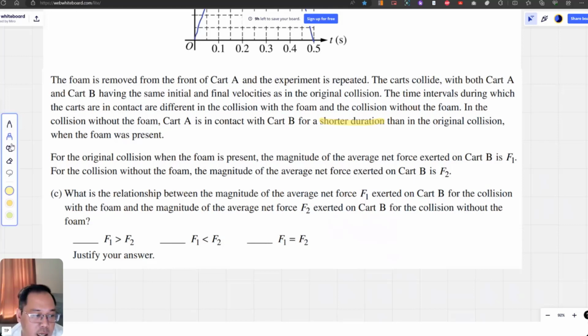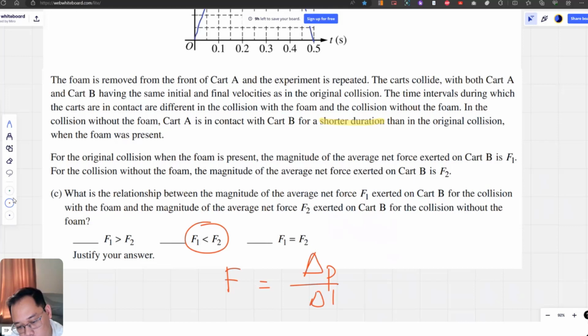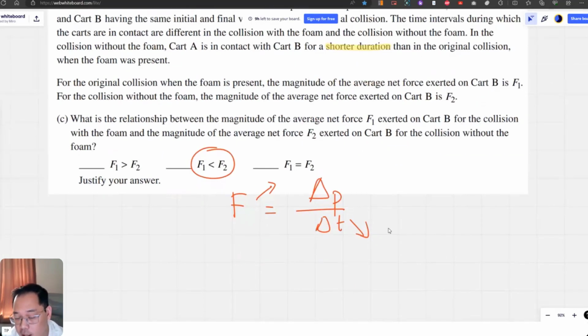And the answer is that F2 is greater than F1, because the time is shorter. Force is the change in momentum over time, so a shorter time results in greater force. That's why without the airbag and the seatbelt, it is very dangerous for a driver when an accident happens, because seatbelts and airbags increase the time of collision, and increasing the time reduces the force acting on the driver.